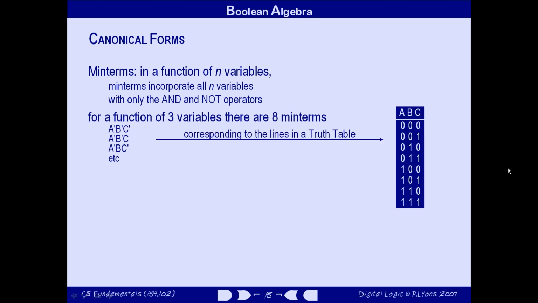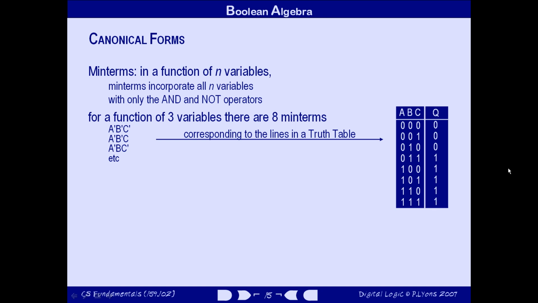It's probably easier to recognize the order of the minterms if we relate them to the lines in a truth table, where the standard pattern of columns with alternating zeros and ones in the rightmost column, alternating pairs of zeros and ones in the next column, and so on, can be read as a sequence of binary numbers down from the top, 0, 1, 2, 3, and so on. Well, the minterms are the Boolean expressions corresponding to those entries in the truth table. To reiterate, each minterm contains all of the input variables and only uses the and not operators.